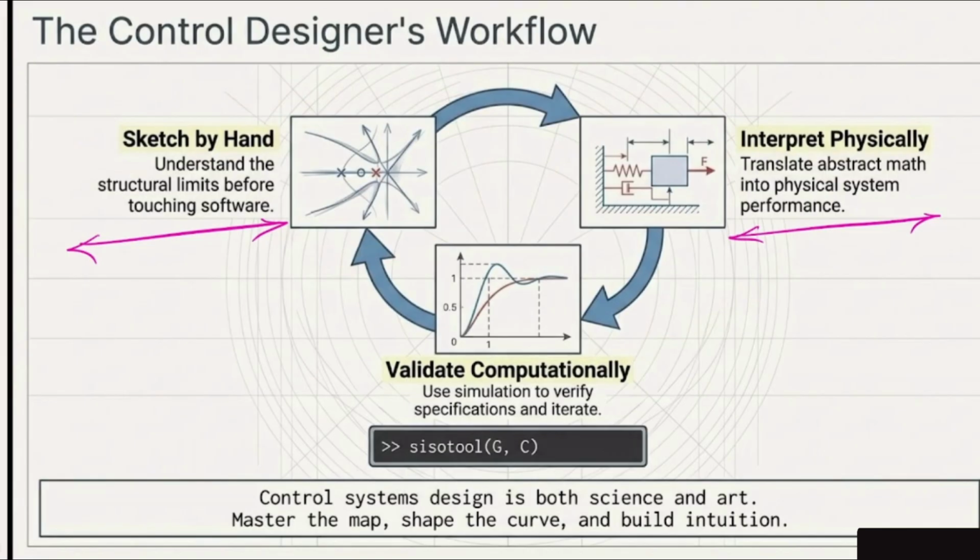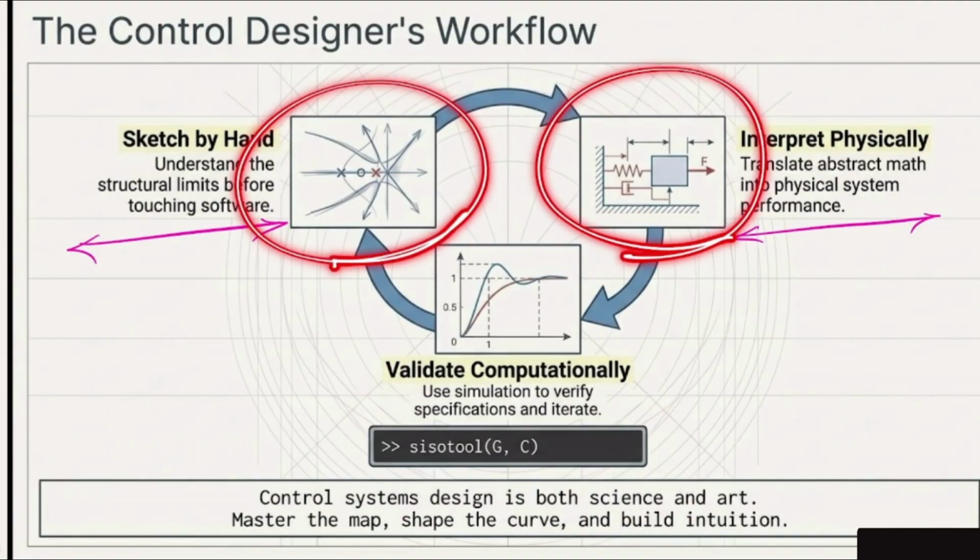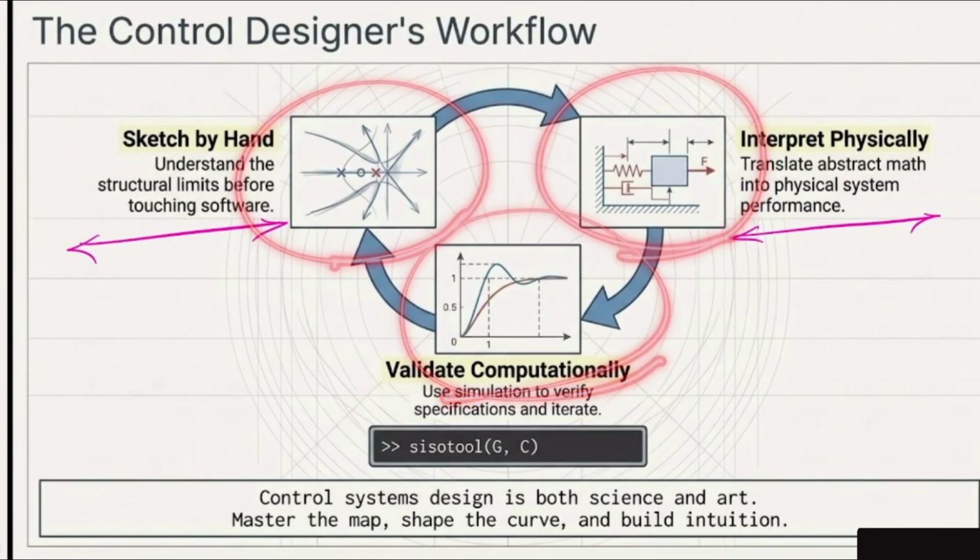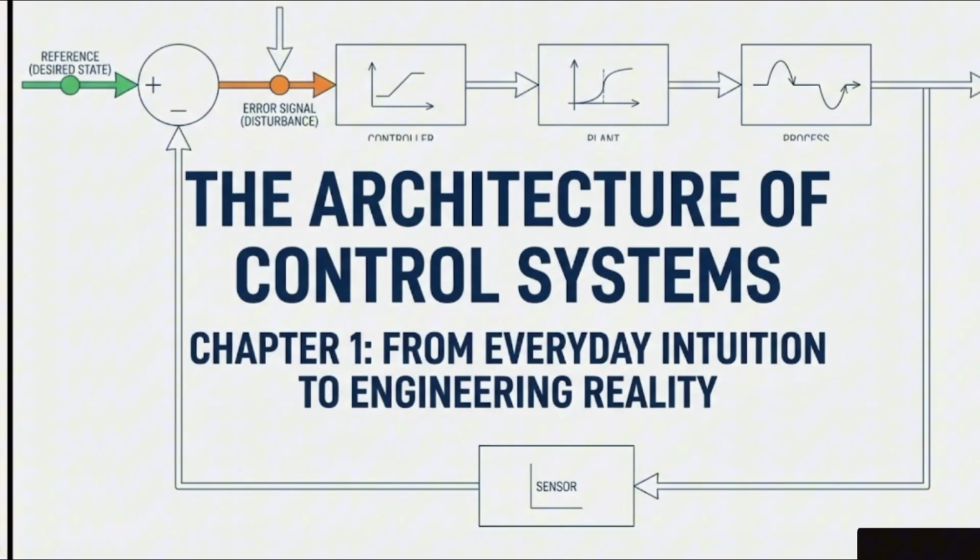It means that at this point we are going to use simulations to verify the specification, and iteration. It means that we do have the sketch part, we do have the physical part, and we do have the simulation part. So at this point, we would like to talk about the architecture of the control system. And this is from the very beginning to the end, from everyday intuition to engineering reality.